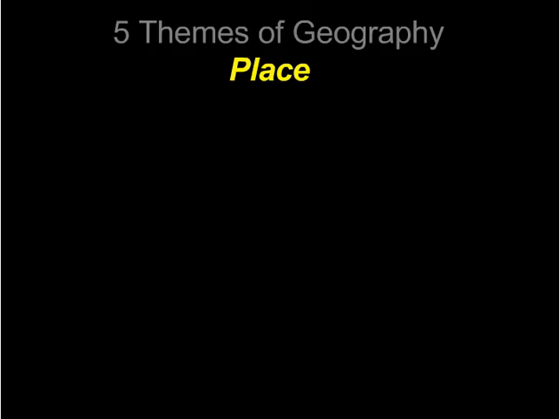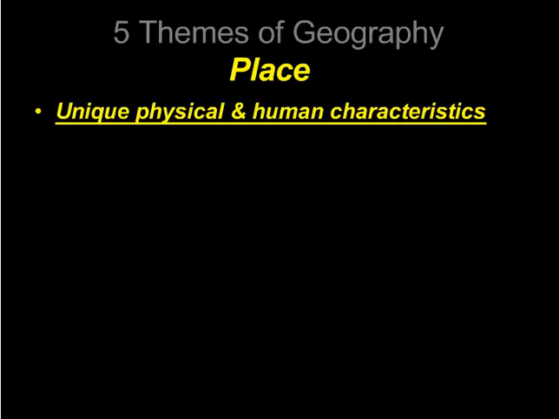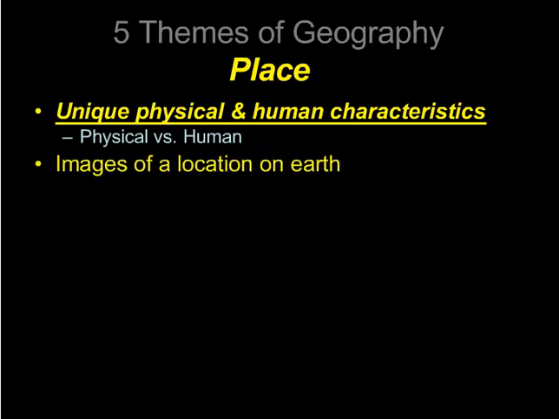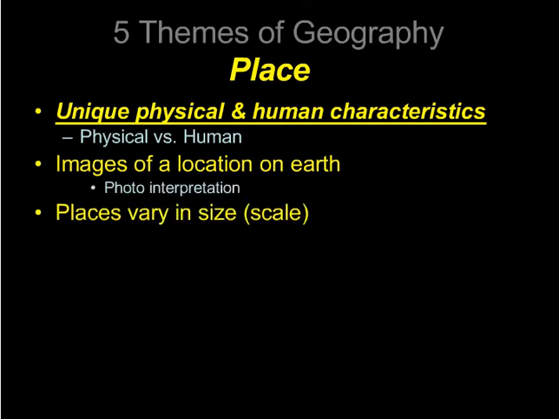The second theme of geography that we're going to look at is place. Place is the unique physical and human characteristics that make up a location. One of the things we're going to do a lot is use images. We're going to do some photo interpretation, trying to understand images of a location on Earth and what is going on there. One of the difficult things regarding places is that they vary in size.